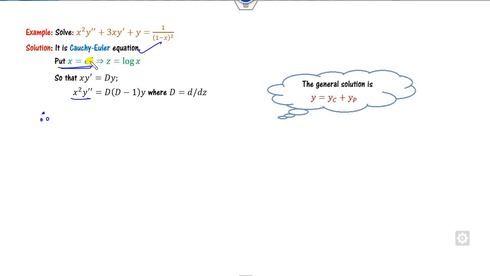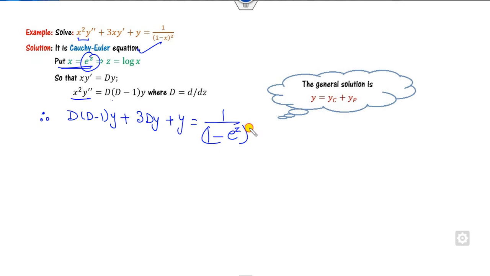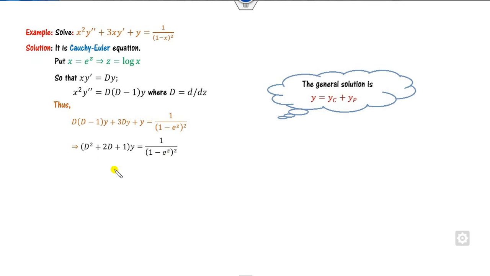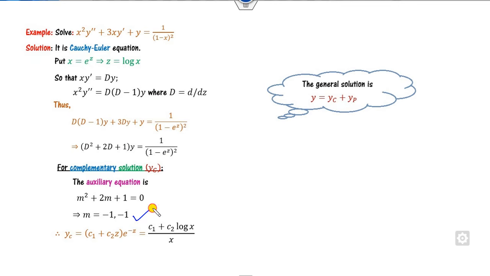So once it is here, you can substitute x square as d of d minus 1 plus 3 d plus 1 of y. Right hand side is x. What is x? e raised to power z whole square. Now you can see this is the constant coefficient. Based on here you can find the value of the yc in terms of z. You can convert them in terms of x.